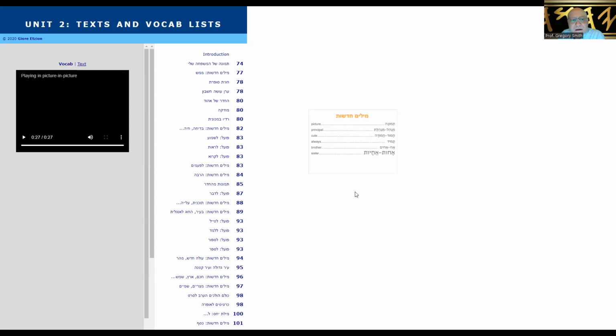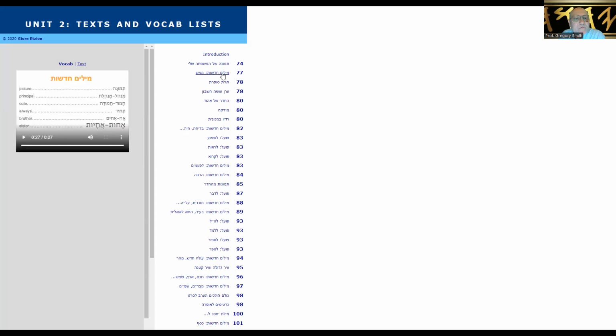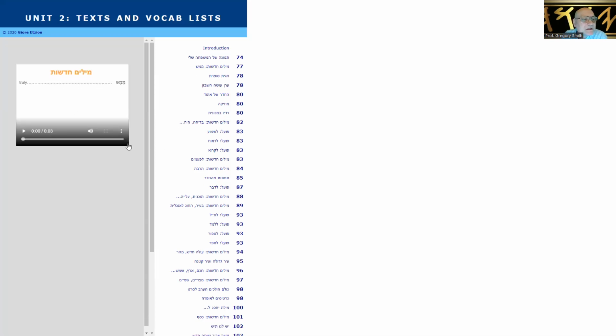Okay, so those are the words that this unit introduced us to begin with. Let's take a look at this here. I think we did mamash, which means truly. Yeah, mamash means truly. And milim hadashot, that's new words. Let's take a look at this one here with another set of milim hadashot, new words. Now this is going to be something we haven't done yet.